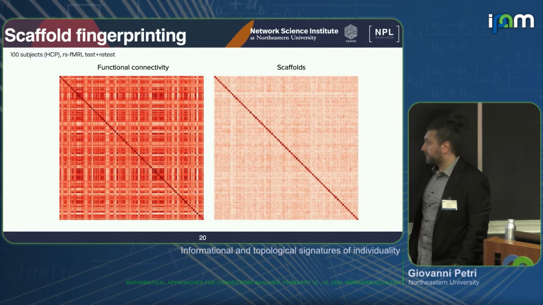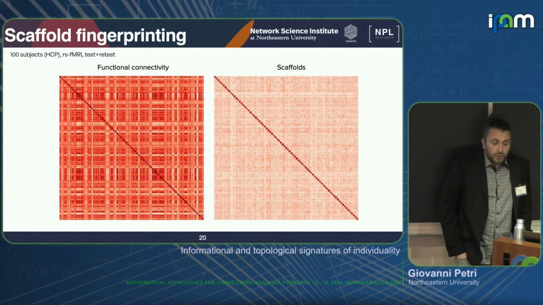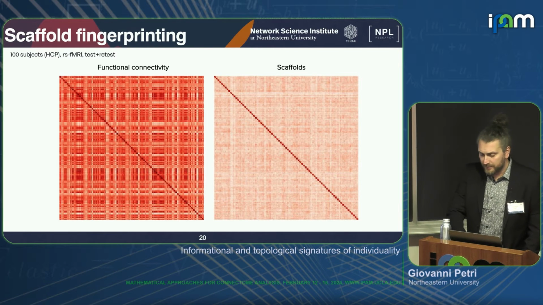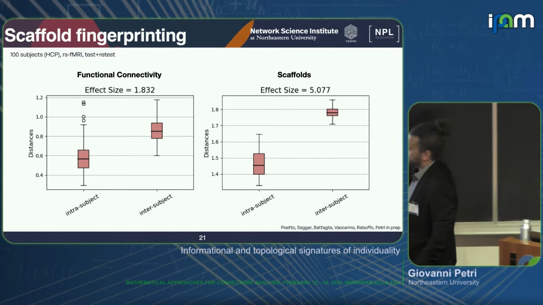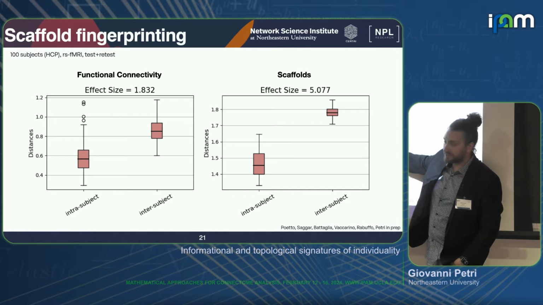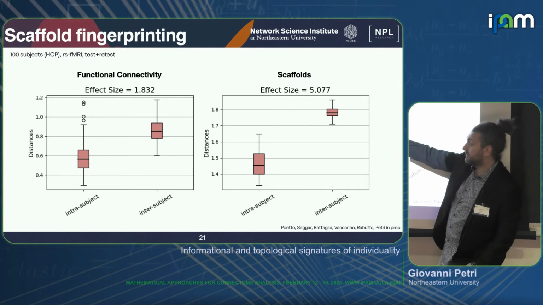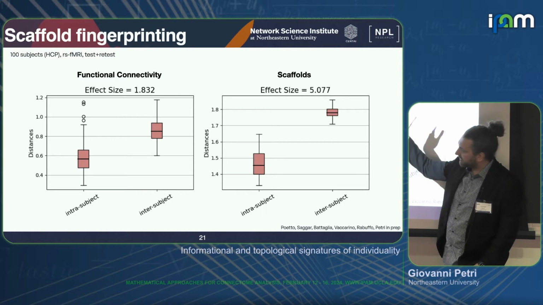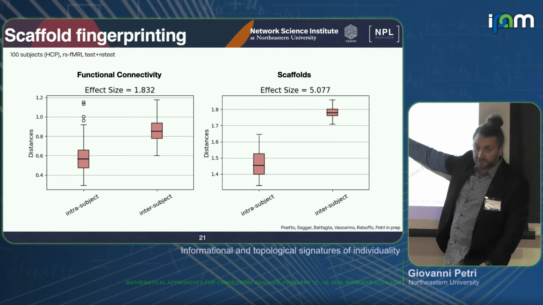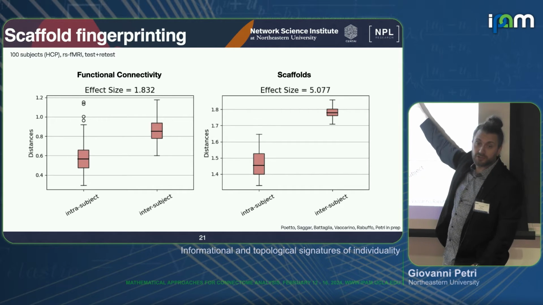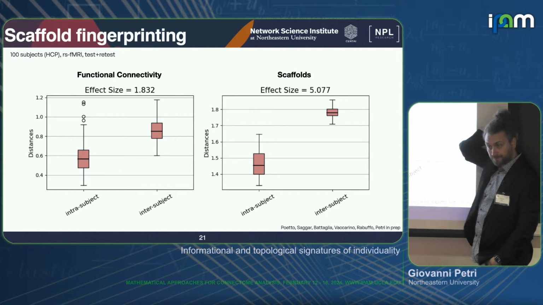You can quantify this effect by looking at the effect size. You can look at the distances intra-subject, so myself with myself, and myself versus the other person. You can do this in many ways. Functional connectivity is already giving you a very good effect size, so you can do fingerprinting with FC. It's not that you can't, but the effect size is ridiculously much larger for a scaffold, okay?